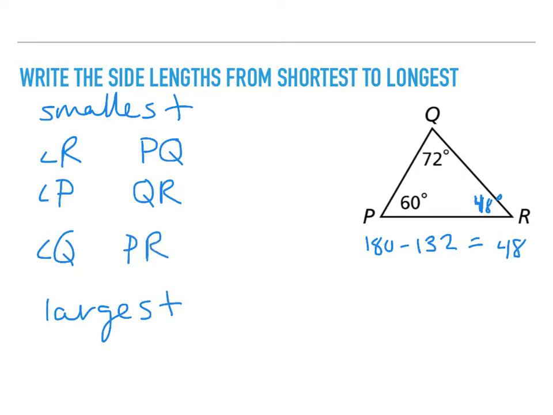PR. So if we're listing these from shortest to longest, what's our first? What's the shortest side? PQ. Then what's next? QR. Then PR.